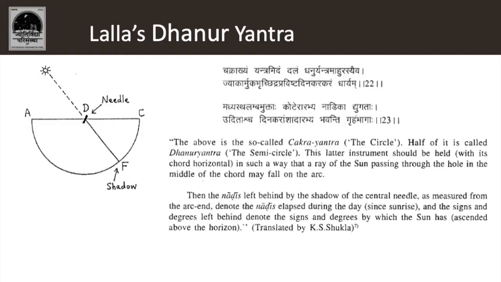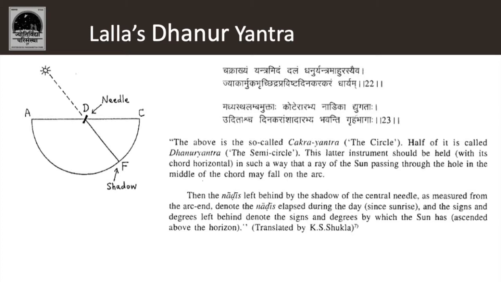And this is another variation proposed by Lalla. Okay, so this is again a simple thing. It is a semicircle instrument. At the center there is a needle, and the needle casts a shadow. So when the sun is at a particular position, the sun rays are hitting the needle. The needle is casting a shadow at the bottom, which is denoted by point F. The arc CF is nothing but the altitude of the sun.